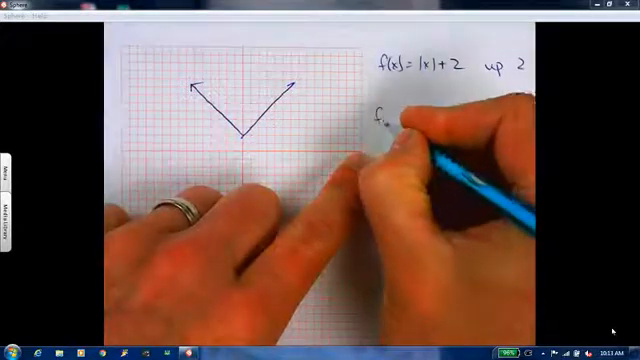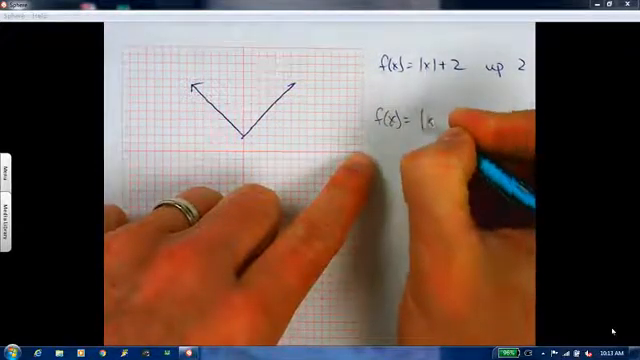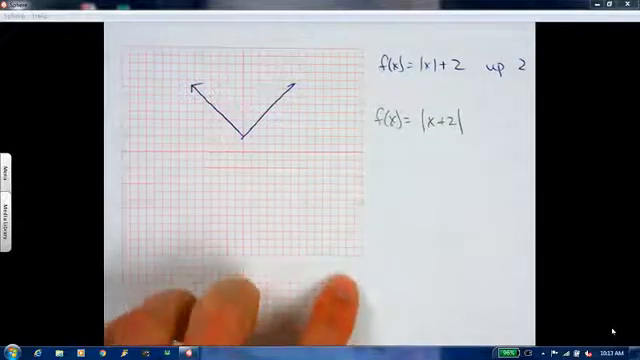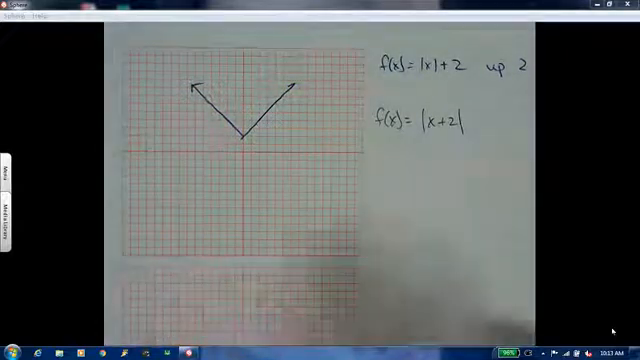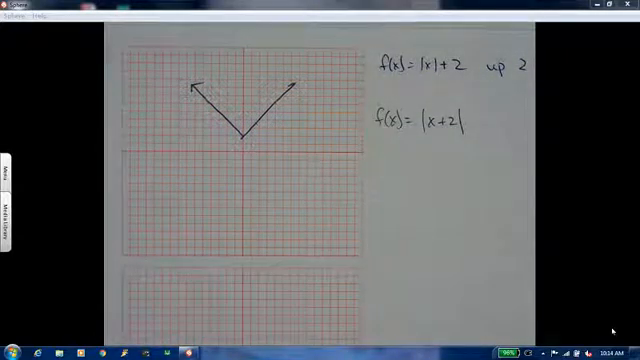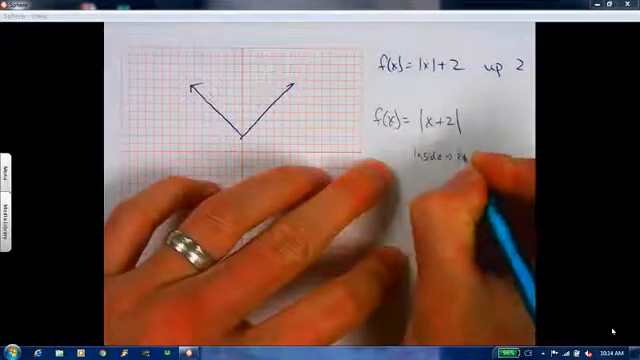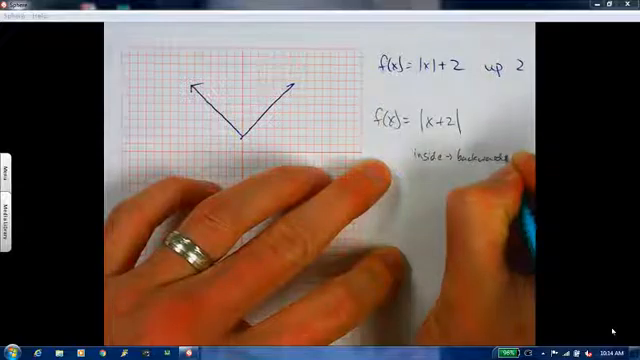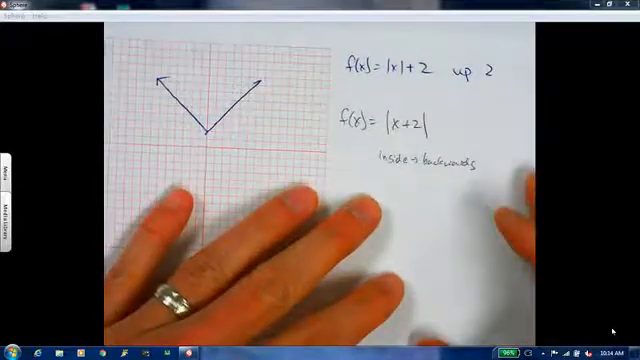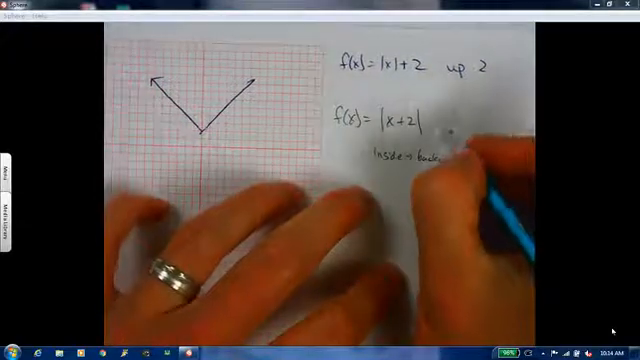What if I have f of x equals the absolute value of x plus 2 like that? Inside was backwards. So it's not really backwards if you know what's going on, but in our brains we're going to just say it's backwards. So that takes it left 2.